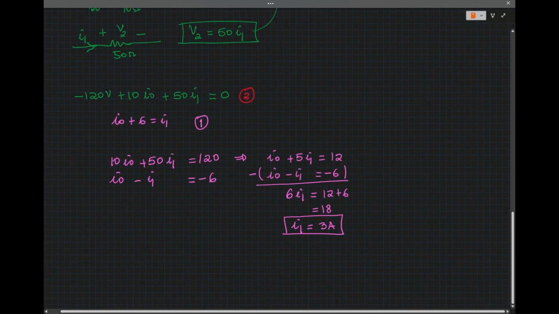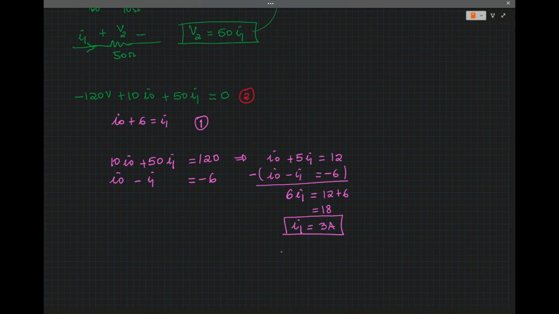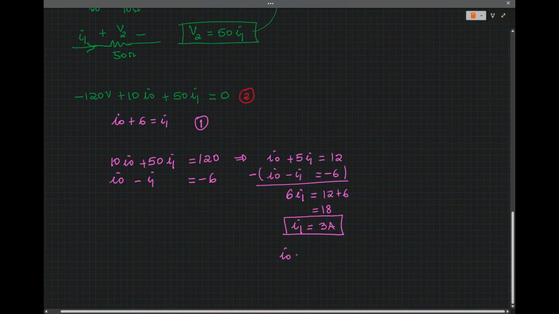Okay. So then what is I0? So I know that I0 is negative 6 plus I1. So I0 equals negative 3 amps.